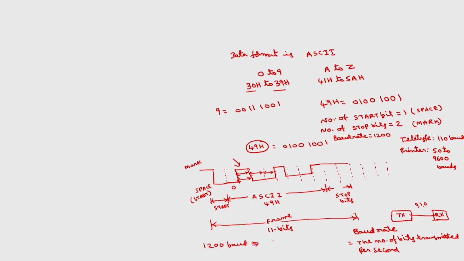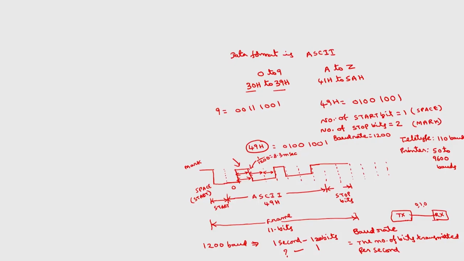in 1 second 1200 bits. So, 1 bit, what is the time taken? This will be 1 by 1200. So, this duration of this one will be 1 by 1200. This comes to around 8.3 milliseconds. So, see how we can transmit the data in case of asynchronous mode of serial communication.